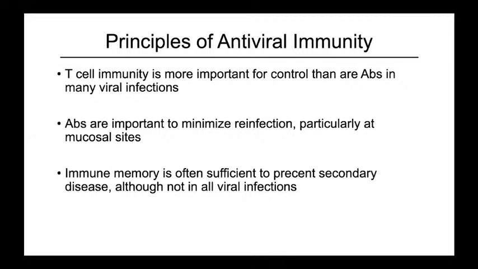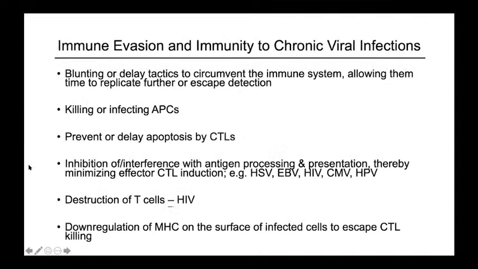And immune memory usually would be sufficient to prevent secondary disease, although this is not seen in all viral infections. For example, with the coronaviruses that cause the common cold or the rhinoviruses, usually we don't have lasting immune memory. And there are also some other viruses which don't invoke very good immune memory that would prevent secondary disease.